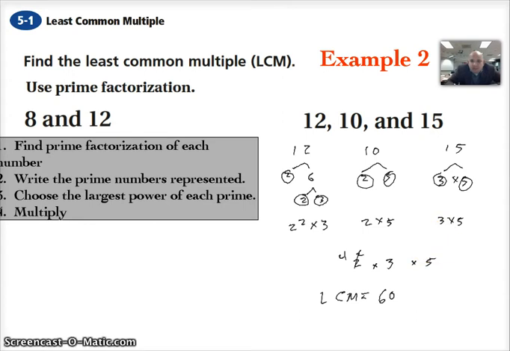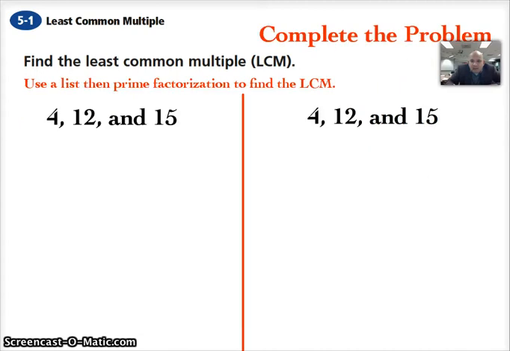Pretty simple, huh? Then we go to your responsibility. Your responsibility is to find the least common multiple, of course, and to complete the problem. I've given you the same problem in both cases, 4, 12, and 15. But you're going to use a list first and then prime factorization for the second. So remember the list. You write down 4, 12, and 15, and you go ahead and start with the largest number, which is the 15, and find the factors of it.